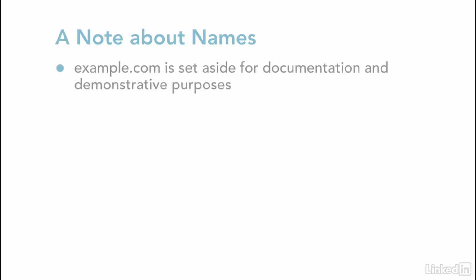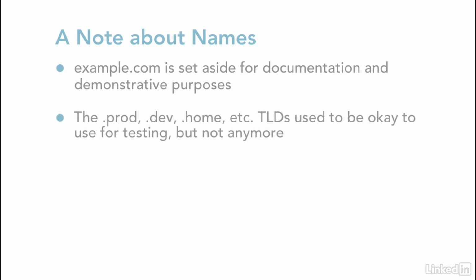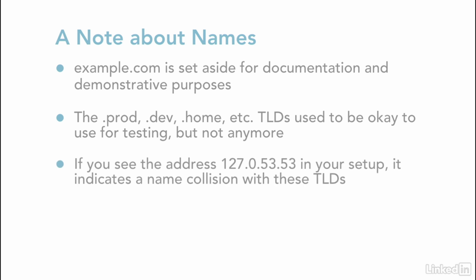For a long time, administrators used domains ending in .prod, .dev, .home, and so on for their test networks. That approach worked well because prod, dev, home, and the like weren't real top-level domains. But recently, ICANN, the organization in charge of names on the internet, has decided to make them real TLDs. So that means someone could actually go and register test.dev and it would be a real domain. So for the time being, you'll see some unexpected results if you use these domains.